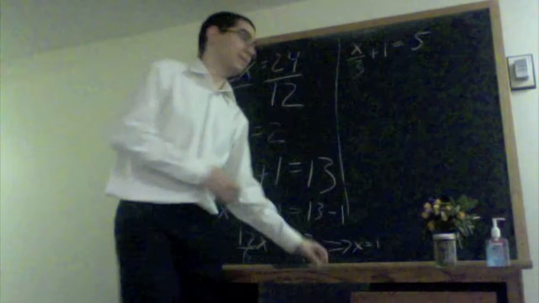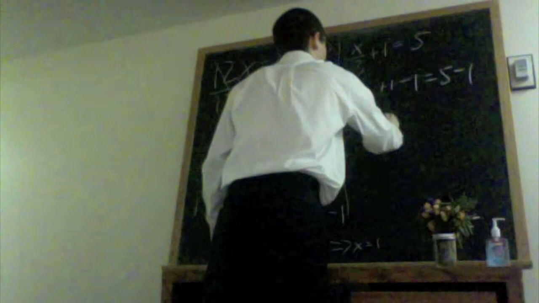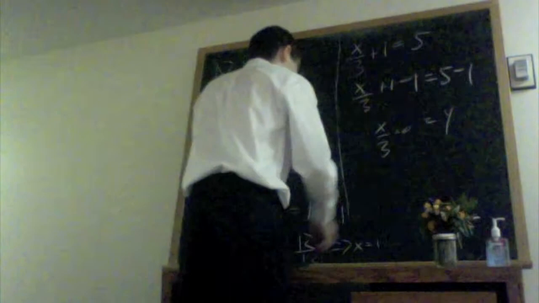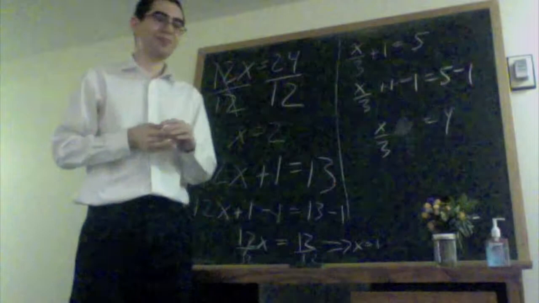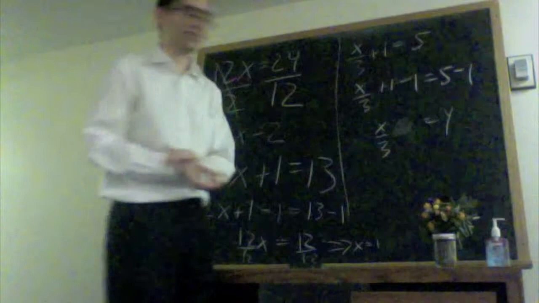You have x over 3 plus 1 minus 1 equals 5 minus 1. 1 minus 1 equals 0. 5 minus 1 plus 0 equals 4. So you are correct. This is now just a single step equation. Ideally you should remember this because we just did them, but you've also done these in the past. So what would you do for this last step? X over 3 equals 4. How would you solve this? Multiply by 3. Yes. This is just a single step to solve this equation.